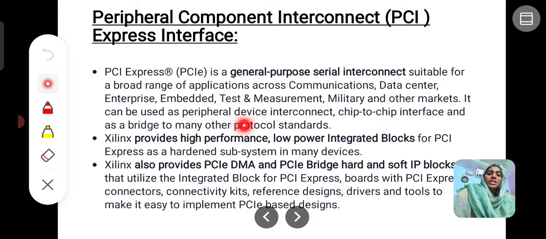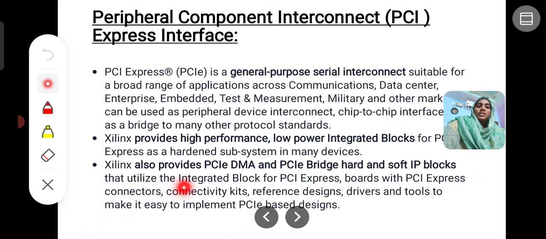Xilinx provides high performance, low power integrated blocks for PCI Express as a hardened subsystem in many devices. Xilinx also provides PCI Express DMA and PCI bridge hard and soft IP blocks that utilize the integrated block for PCI Express, boards with PCI Express connectors, connectivity kits, reference designs, drivers and tools to make it easy to implement PCI based designs. So using PCI we can connect the peripherals.